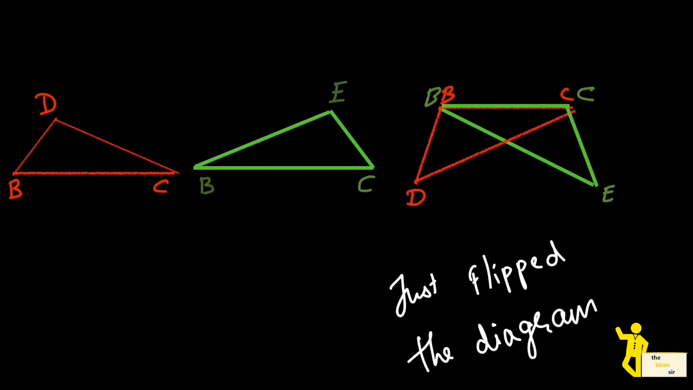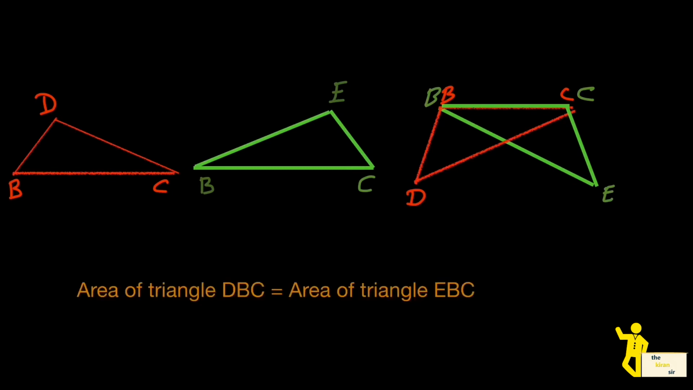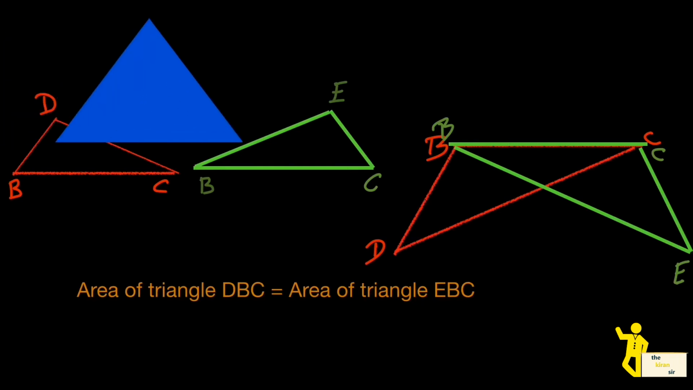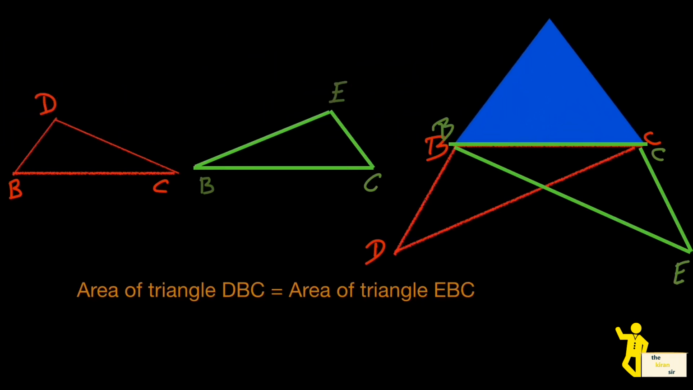That the areas of these two triangles are equal. So we'll write it down that the area of triangle DBC is equal to the area of triangle EBC. Now what do we do? We need one more triangle. So we are going to bring in one more triangle and place it right above BC. Let's call it a blue triangle. I'm going to keep it right over BC, and I'm going to call this triangle ABC.